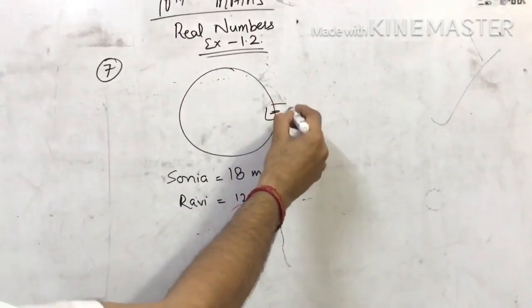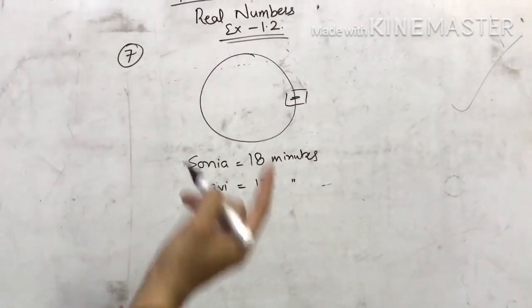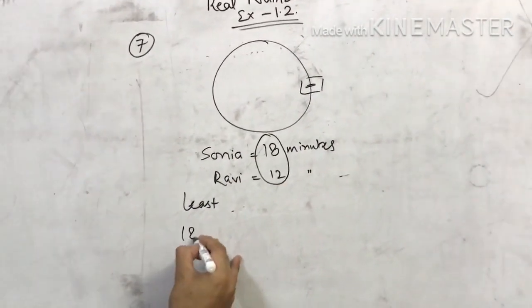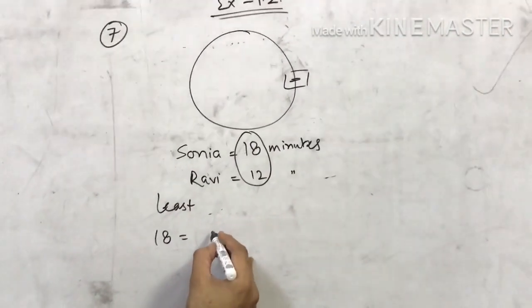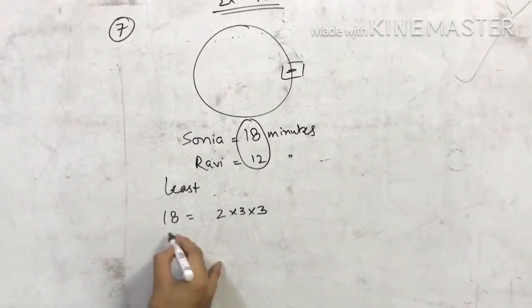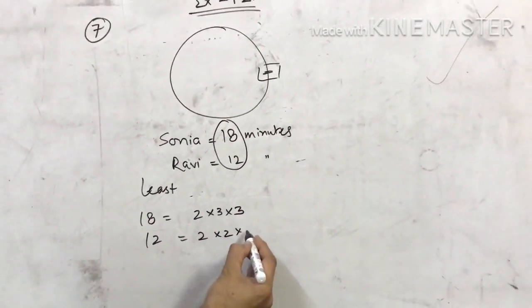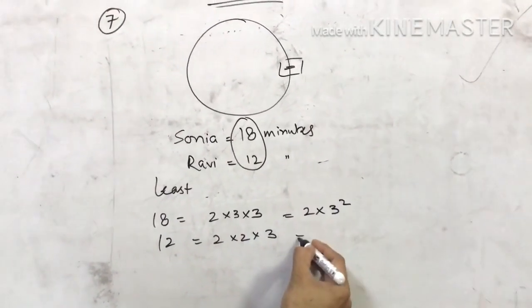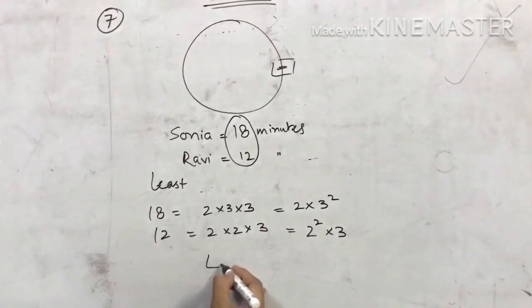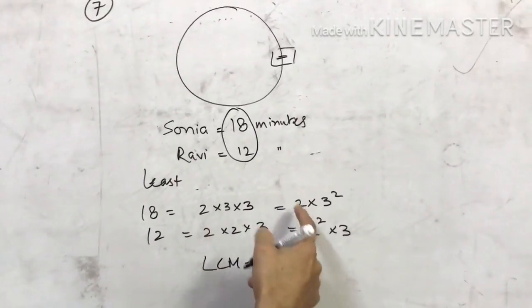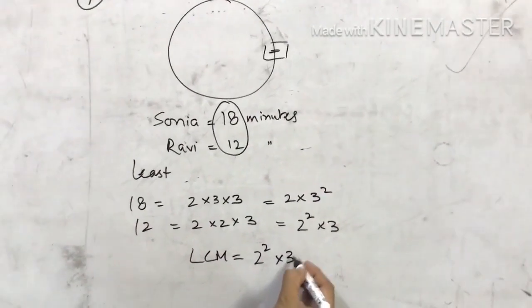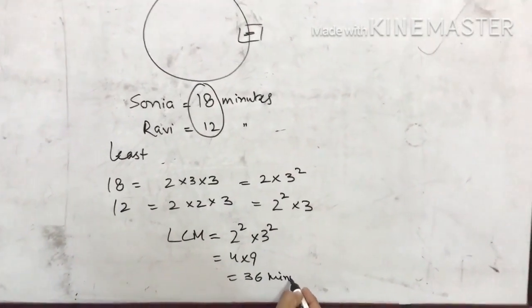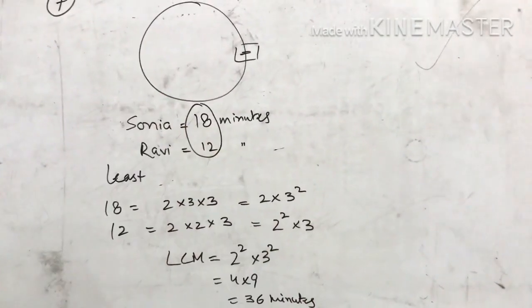At this point when they will meet again, what is the minimum time when they will meet? Minimum means least, so you have to find the LCM of these two numbers. For that you have to take factors. These are the factors of 18. These are the factors of 12. You can write it like this. Now in LCM, we take the higher power of the same number. So 36 minutes is the time when both the people will meet together.